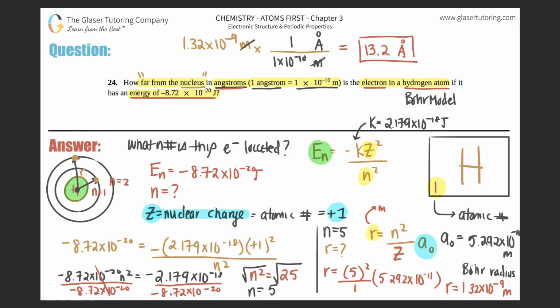So this one was a 2-part question. We first had to find out what shell it was located in, and then we could find out the actual distance from the nucleus, which was just secretly a radius.